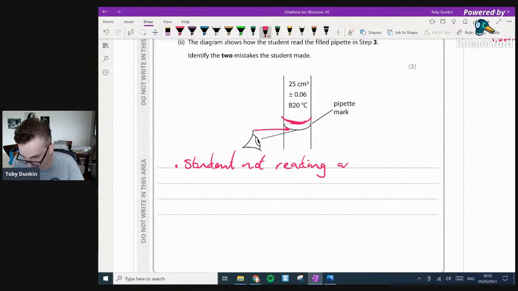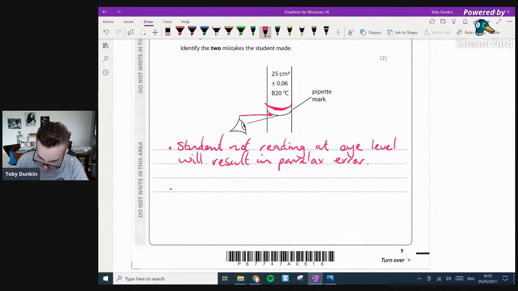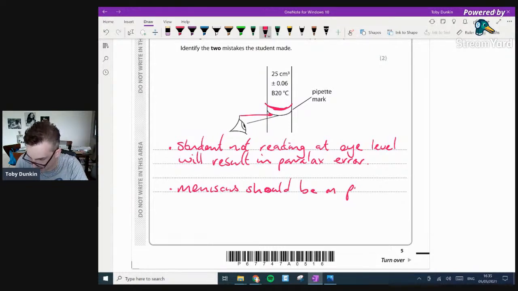Student not reading at eye level will result in parallax error. It'll appear more full than it is. That's what it would appear like. The second thing is the meniscus should be on the pipette line. There you go.